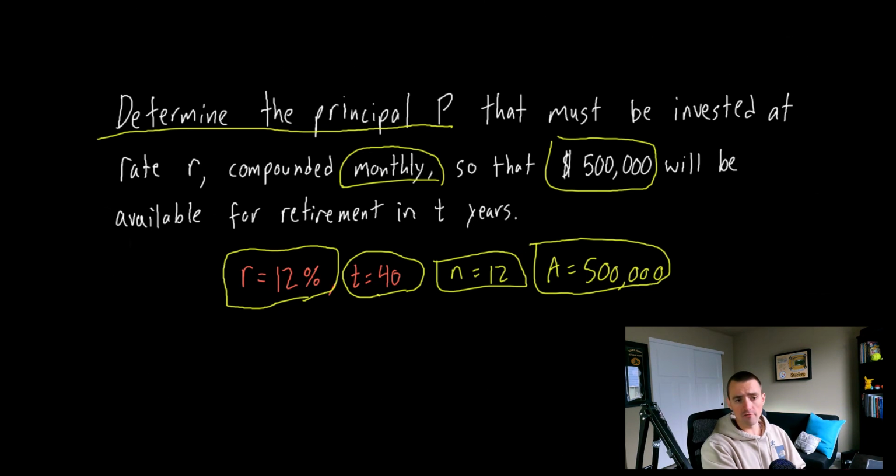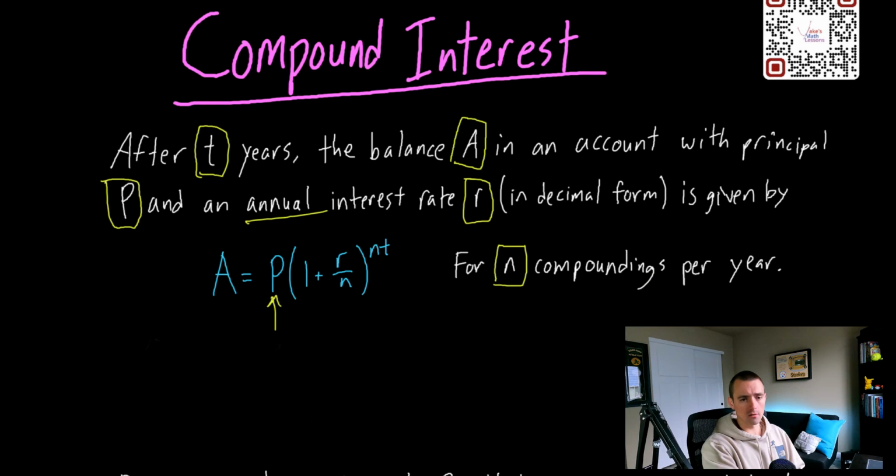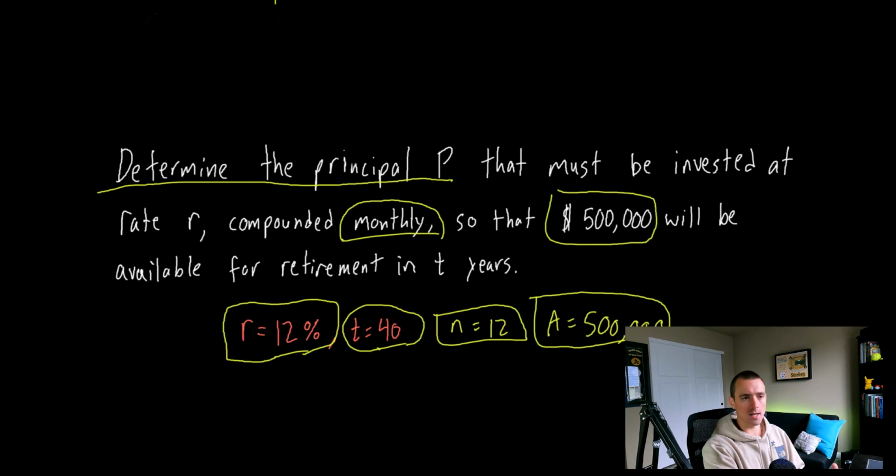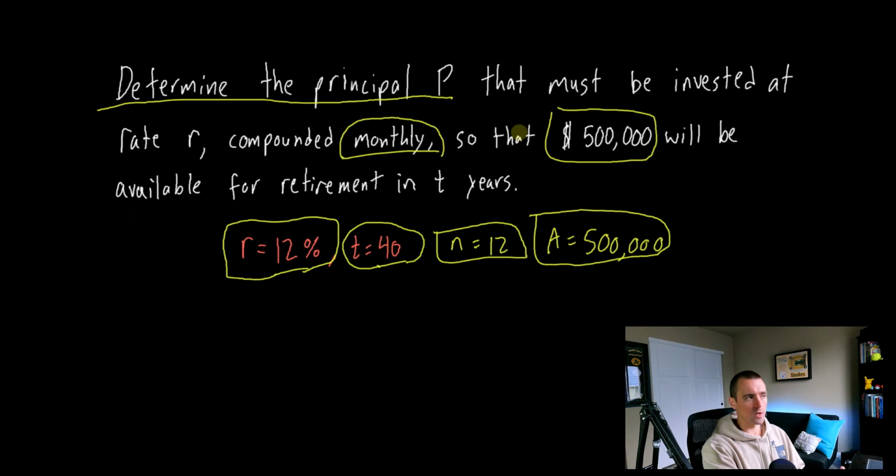So there are 5 variables in this formula: A, P, R, N, and T. We know we're looking for P, and we know what the other 4 are. Keep in mind, though, you do want to be a little bit careful. R is given as 12%, so it's an interest rate of 12% per year.